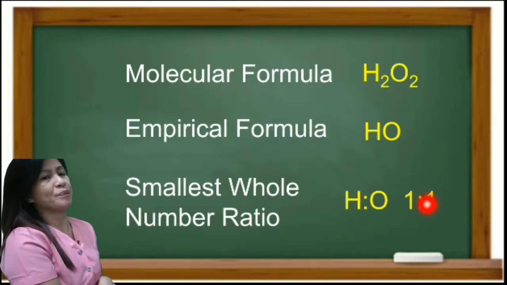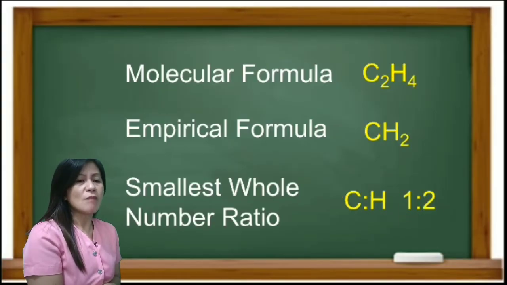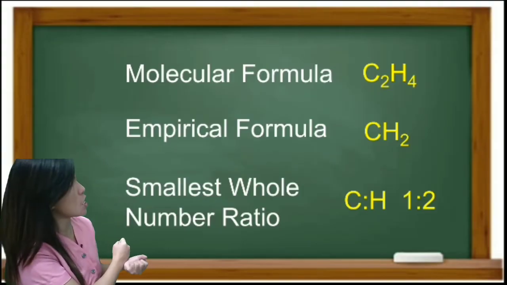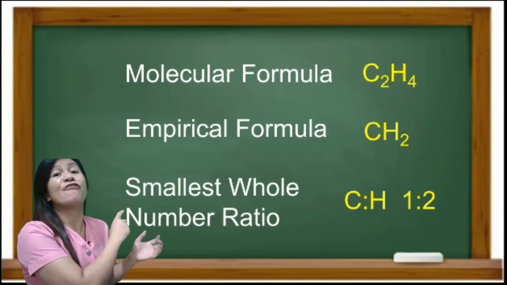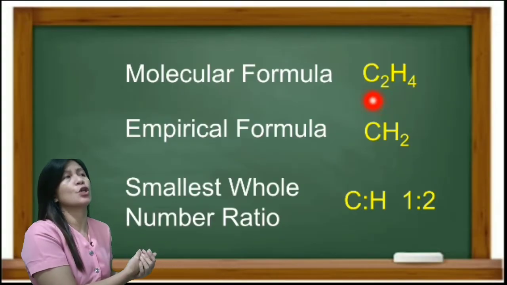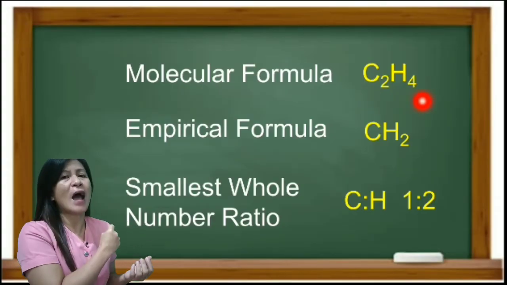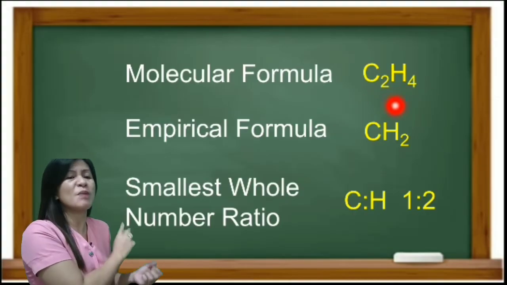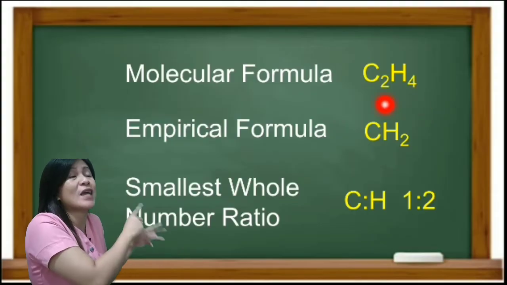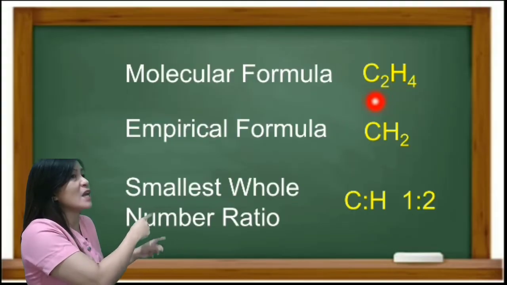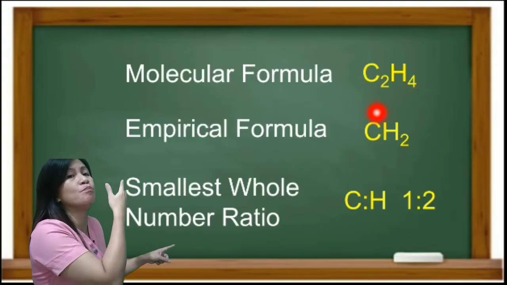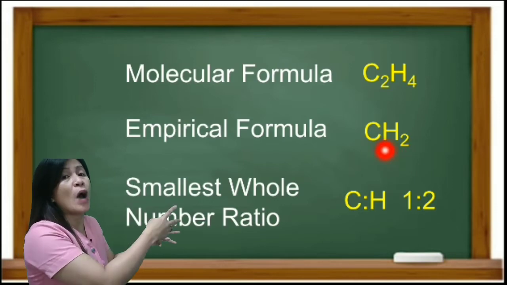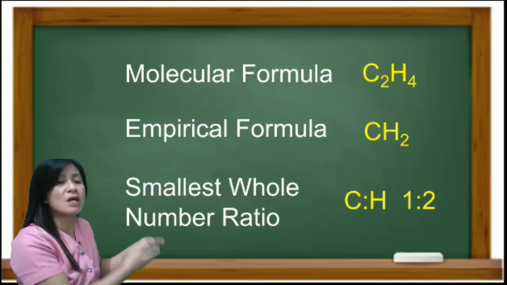Another example, let's have C2H4. So we have here 2 and 4 numbers of atoms. So they also have the same greatest common factor of 2. So to simplify the 2:4 ratio, you divide both by 2, and you will get 1 and 2 as their lowest whole number ratio.